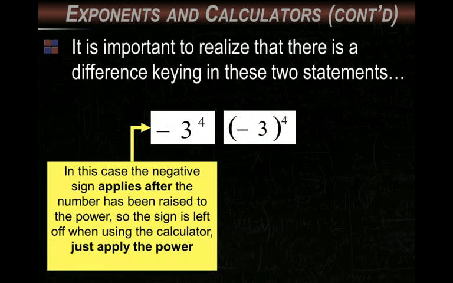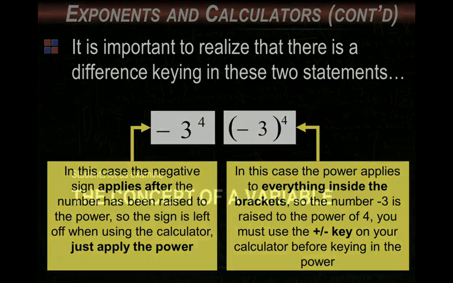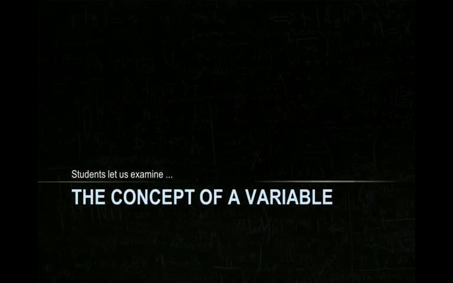Remember, in this case, the negative sign applies to the answer. So it doesn't matter what 3 to the 4th is. The final answer will be negative. However, in this case, it does matter because 3 to the 4th, the whole thing is being raised to the power of 4, okay? So be careful. And you can do this by punching it in your calculator properly if you get used to your calculator. Okay, here's where it gets a little harder now.